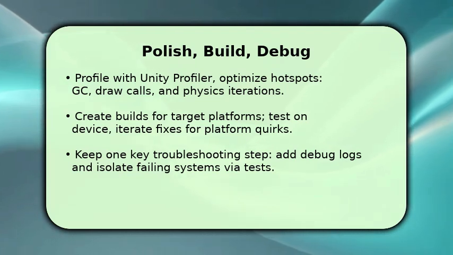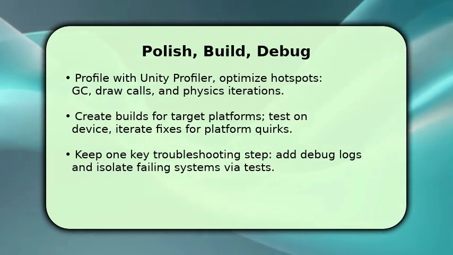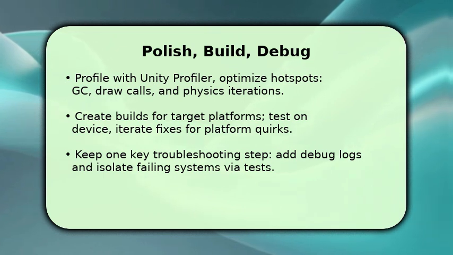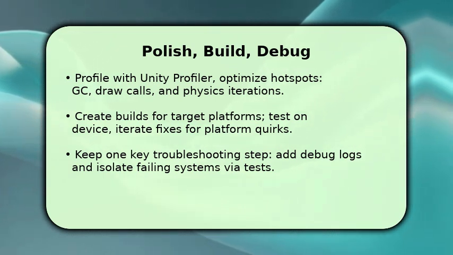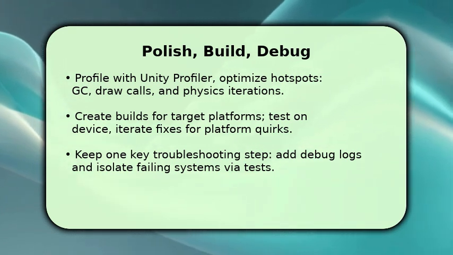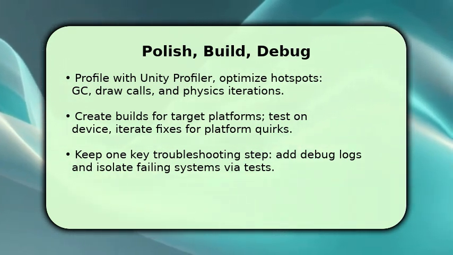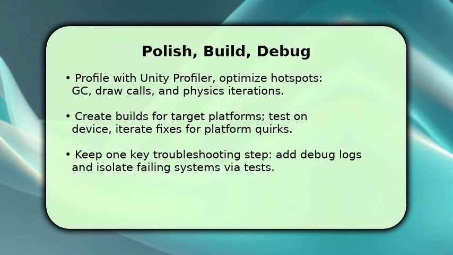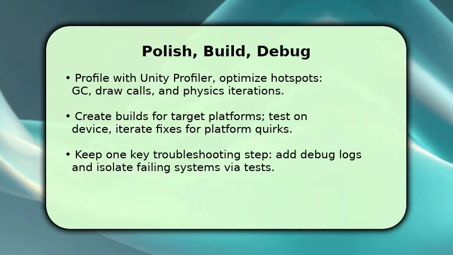Profile performance with the Unity Profiler and address hotspots. Reduce garbage collection, batch draw calls, and tune physics iterations. Once done, create builds for your target platforms and test on real devices to catch platform-specific bugs. Make sure to set up automated scenes or build scripts to speed iterations.